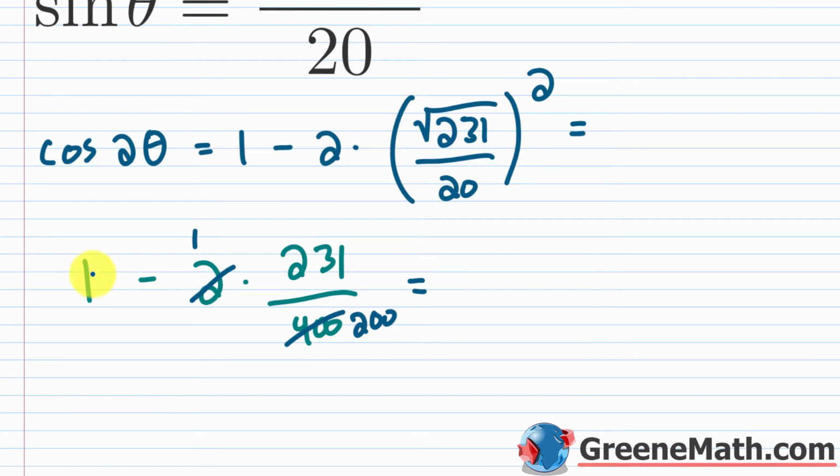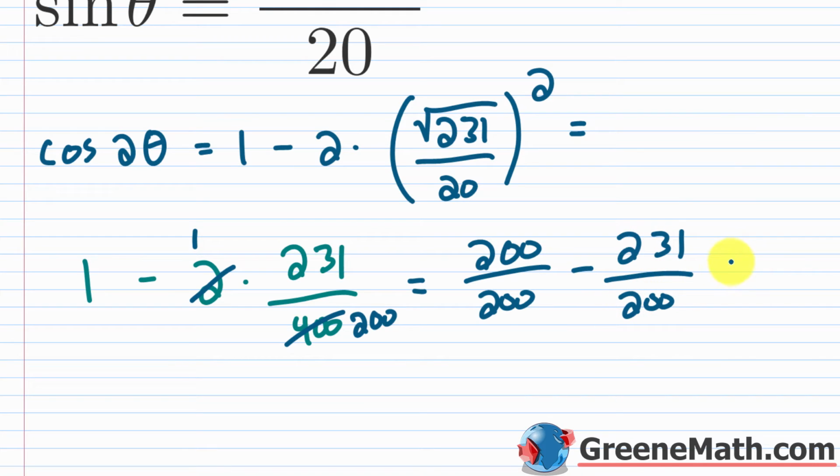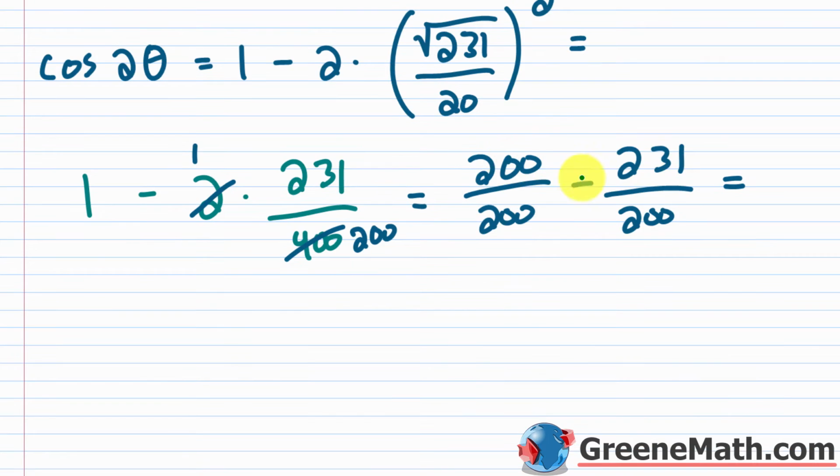So this would be equal to, let me write this with a common denominator. So 200 over 200. And then minus, you'll have 231 over 200. So this would be equal to 200 minus 231, which is negative 31, and this is over the common denominator of 200. So this would just be negative 31 over 200 for the cosine of 2 theta.